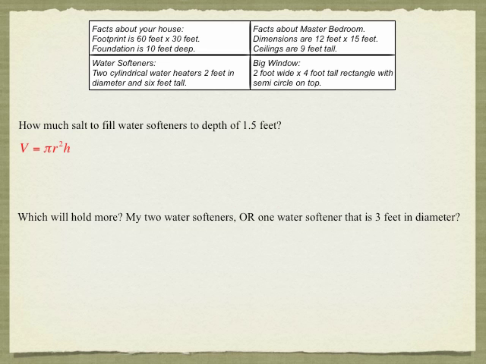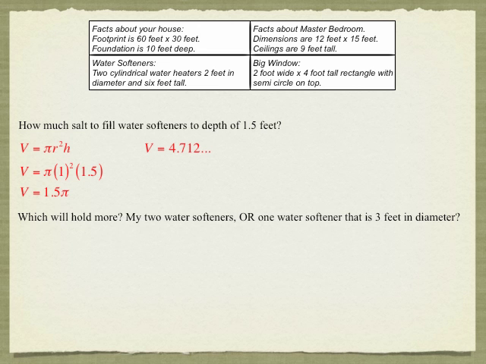So if they're 2 feet in diameter, that means the radius is 1 foot, and I want to fill them to a depth of 1.5 feet, so my height is 1.5. Take 1.5 times pi. Now that's the right answer, but if you went down to the Home Depot and said, I need 1.5 pi cubic feet of salt, they would look at you crazy. So let's make it actually make sense.